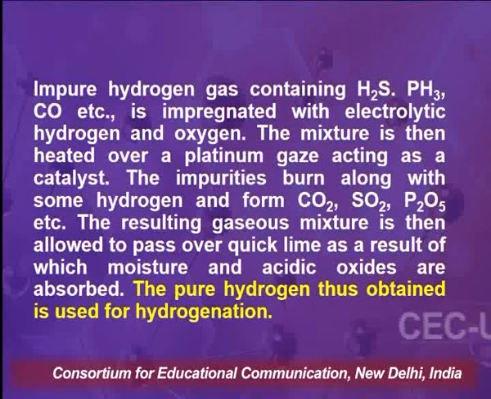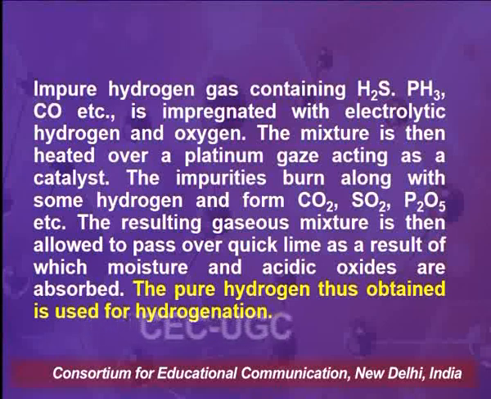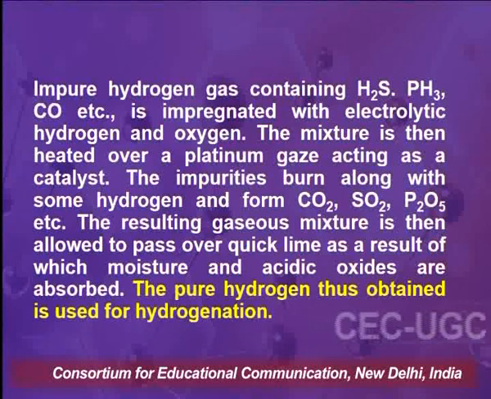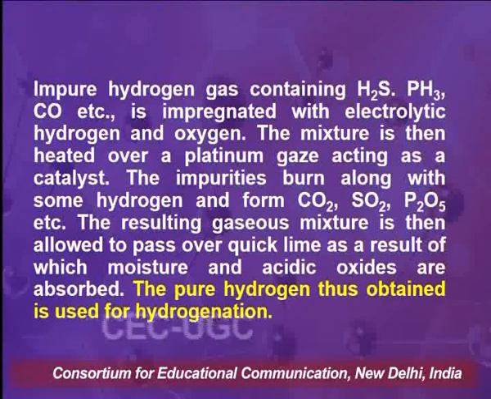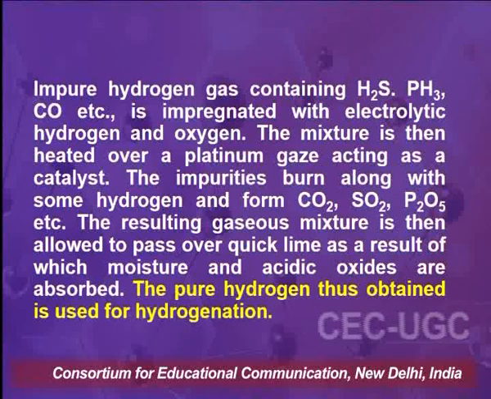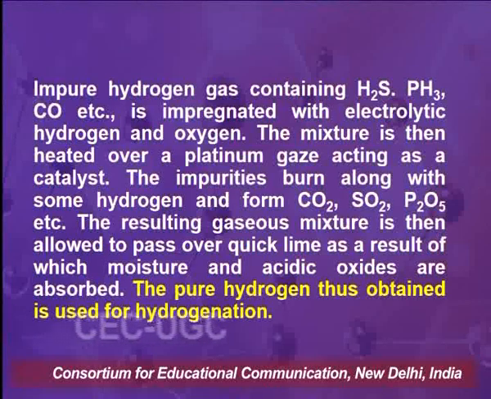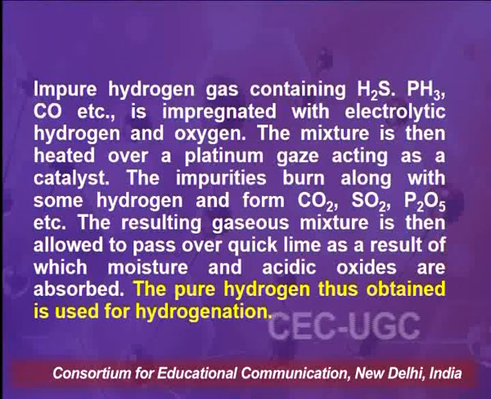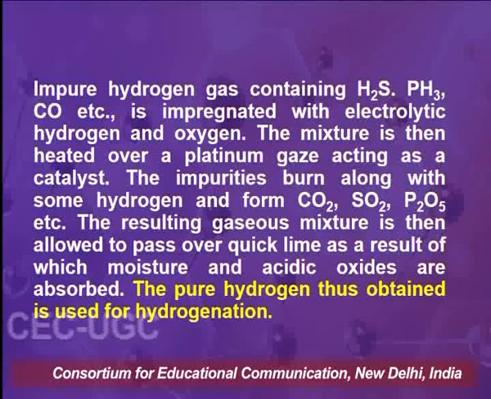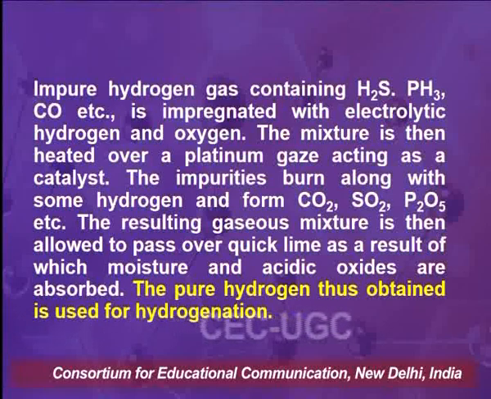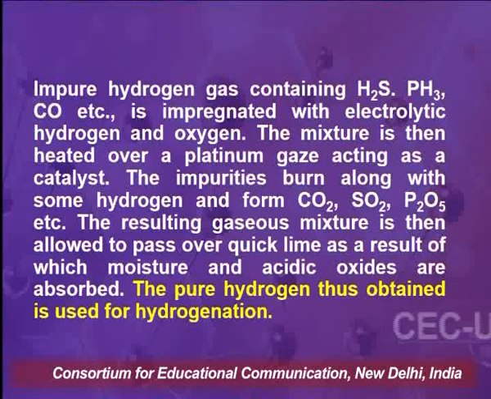Impure hydrogen gas containing, say, H2S, PH3, CO, etc. is mixed with electrolytic hydrogen and oxygen. The mixture is then heated over platinum acting as a catalyst. The impurities burn along with some hydrogen and form CO2, SO2, P2O5, etc. This resulting gaseous mixture is then allowed to pass over quicklime, as a result of which moisture and acidic oxides are absorbed, and the pure hydrogen thus obtained is used for the process of hydrogenation.